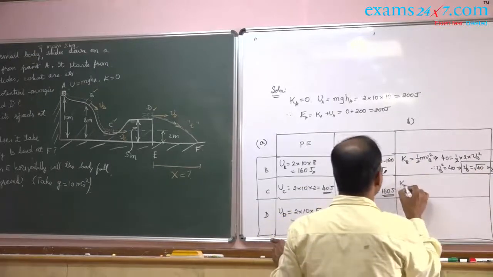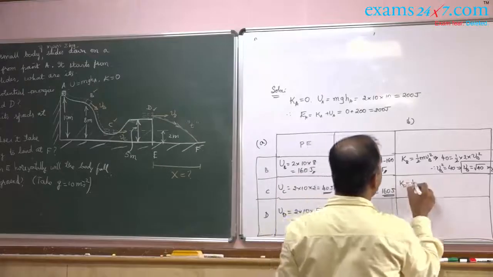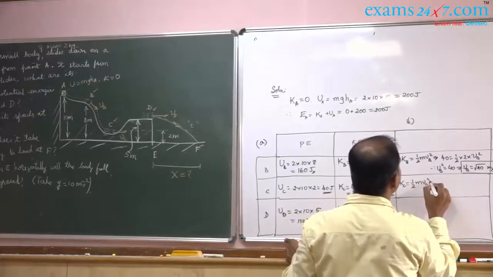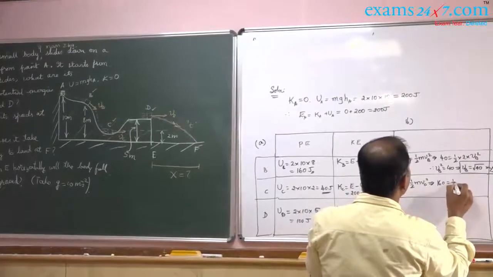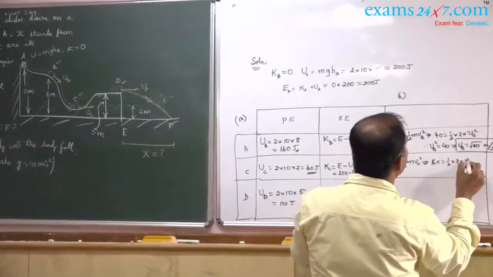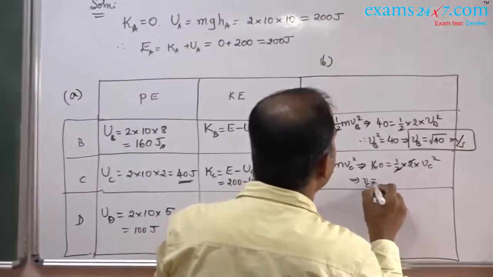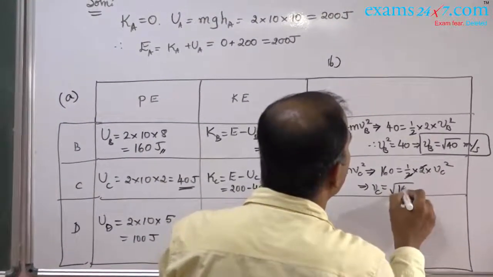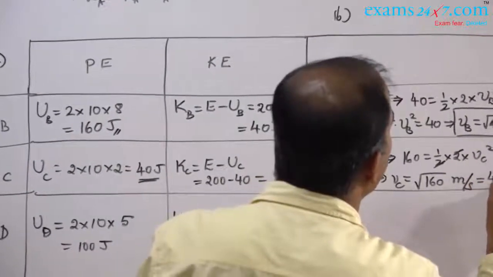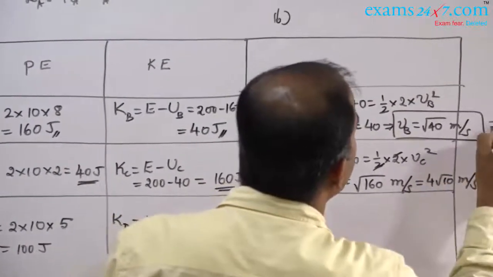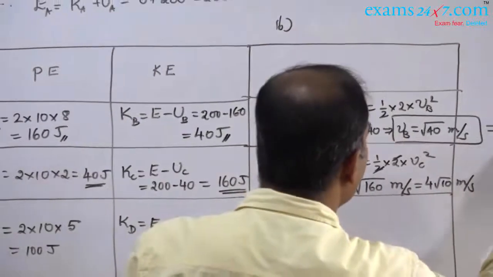Then Kc is already known here. Kc is equal to half m vc square. So Kc is known: 160 equals half times 2 times vc square. 2 and 2 cancel out. So vc is equal to square root of 160 meter per second, or you could write 4 square root of 10 meter per second. Likewise, this could have been written as 2 square root of 10 meter per second.